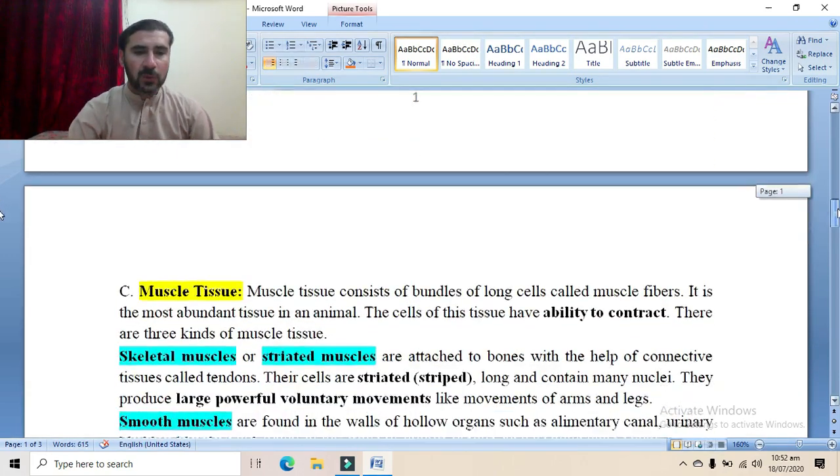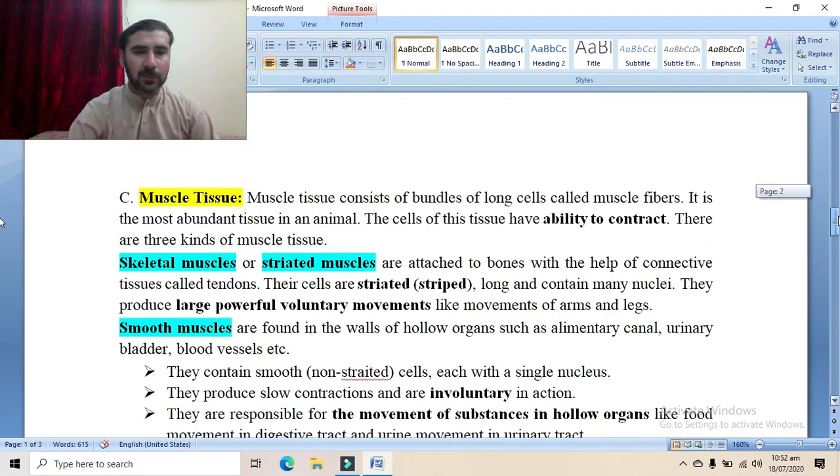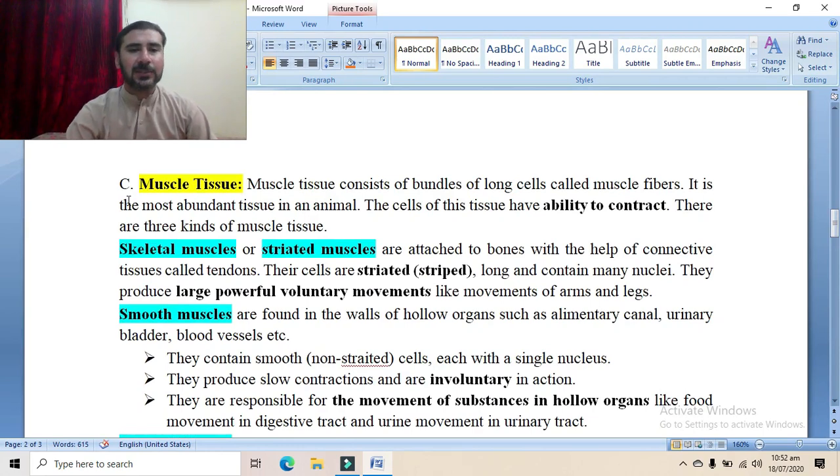We will move towards the third type of tissues found in our body, the muscle tissues. The muscle tissues consist of bundles of long cells. Remember, these muscle tissues have comparatively large fibrous cells. So they are made of bundles of long cells, just like threads. So they are made of threads of cells. And it is the most abundant tissue in animals.